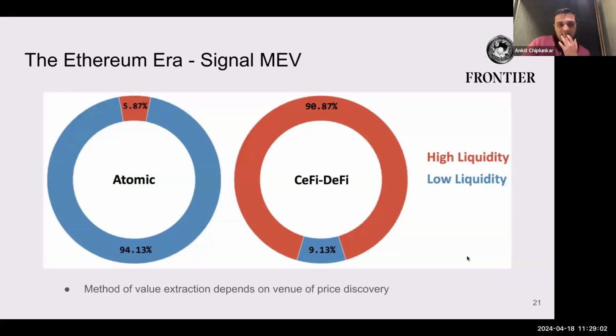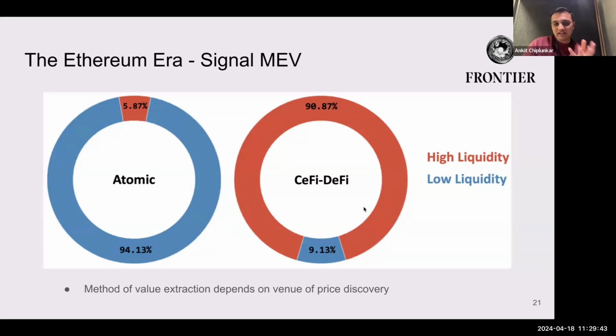Another thing that we saw was that whether an arbitrage happens atomically or CeFi-DeFi wise heavily depends on where the price discovery is happening and what type of token that is. If it is a new token that is not listed on centralized exchanges, or if it has very low liquidity on centralized exchanges, then generally the method of value extraction is atomic. Whereas if it is a token which has very high liquidity and is available on multiple exchanges, then the method of extraction is CeFi-DeFi.